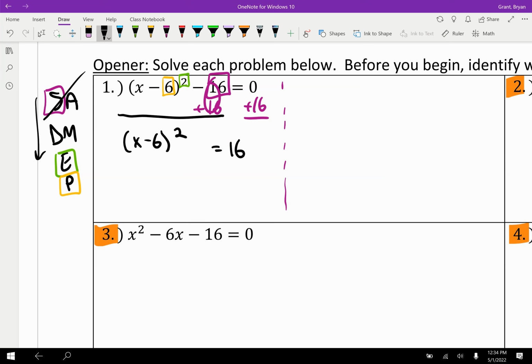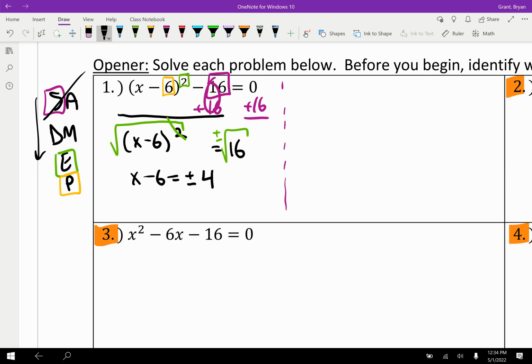That brings me down to my exponent. Do you remember how to undo a square? This is topic 7 stuff. It's been a while. We remember that a square root undoes a square. Don't forget your plus minus. This will just leave me with x minus 6 equals, what is the square root of 16? The square root of 16 is 4. And be careful, we don't write plus minus square root of 4. That would mean take another square root. We did the square root of 16. The answer to the square root of 16 is plus minus 4.